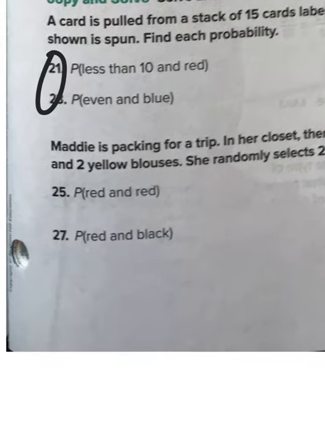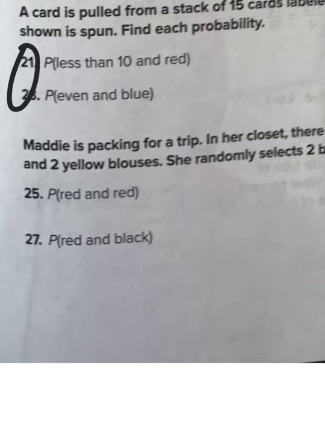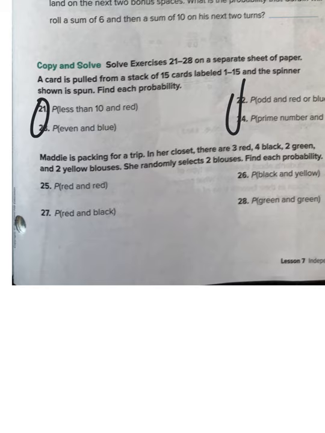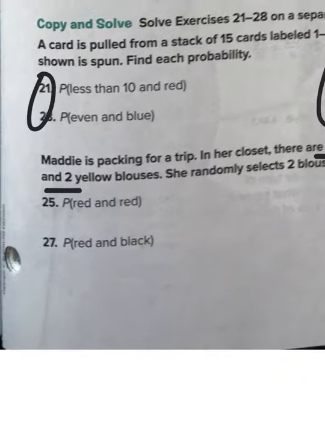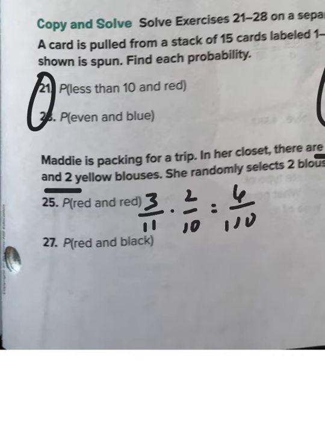Now these ones, 25 through 28, these are just the dependent ones. So there are 3 red, 4 black, 2 green, and 2 yellow. Just completely like the problem that I had just done with the marbles. And since there's 11, which isn't a great number to use, I don't know why they did that. Chances of a red are 3 out of 11, but then the next chance for red is 2 out of 10, and we get 6 out of 110. That's 3/55.